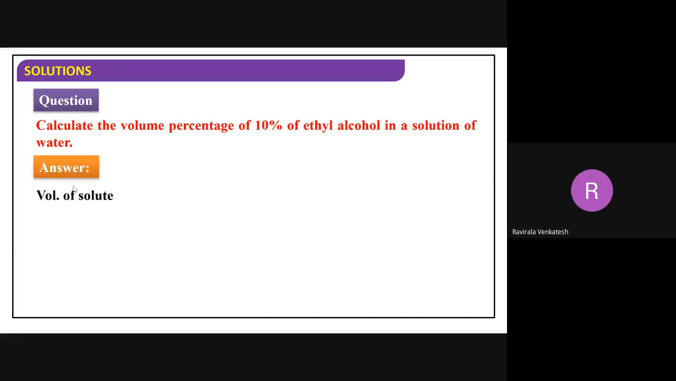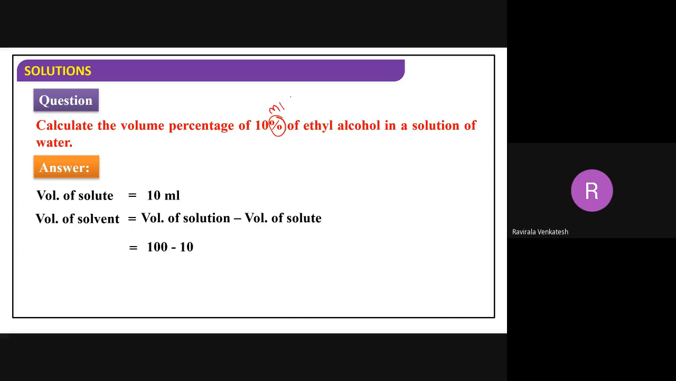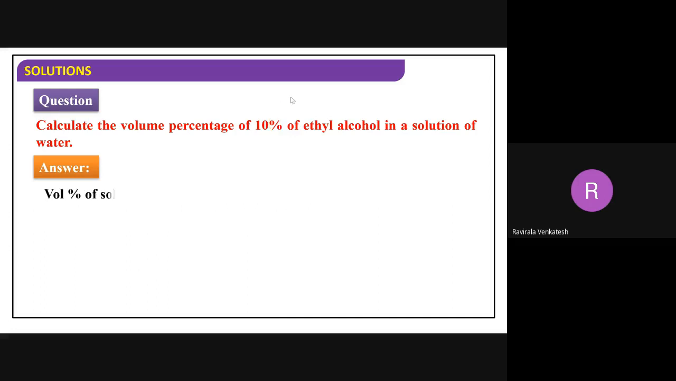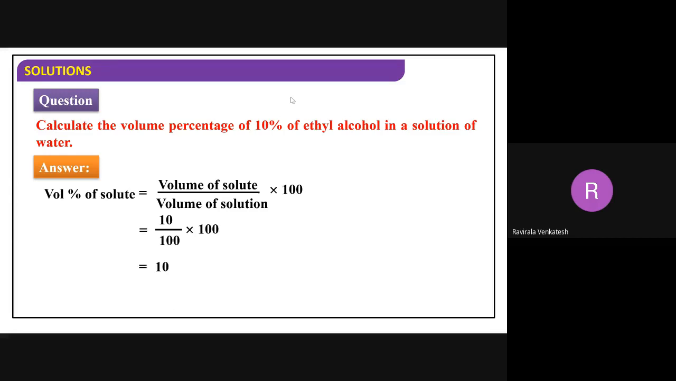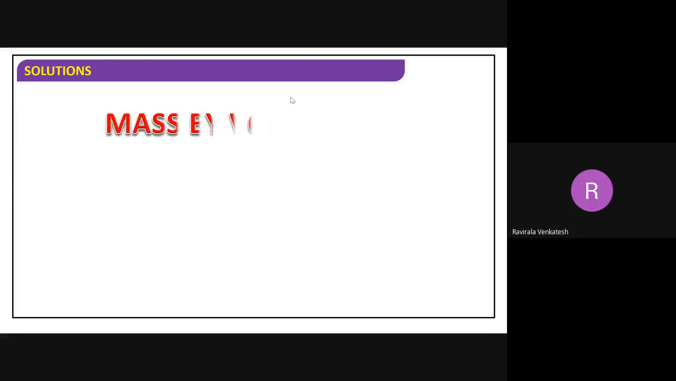अभी हमने किया है volume percentage of 10% ethyl alcohol in solution. Calculate the volume percent of 10% of ethyl alcohol in a solution. In this, 10 कितना होता है? 10 ml है बेटा, ये 10 ml है. अभी हमने किया 90 ml आया, तो आपको calculate करना है 10 बाई कितना लेना है बेटा, 10 बाई 100. है ना, 10 ही आएगा आपको, ये तो easy है, right. Same question you have done.